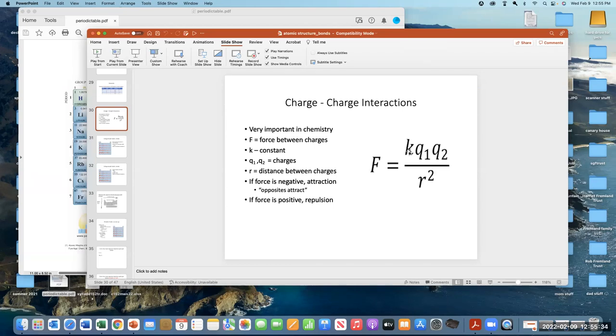It doesn't matter if it's attractive or repulsive, it matters how big the charges are. So bigger charges will attract more strongly or will repel more strongly. And then more importantly for the understanding we're going to is just looking at the distance, because the charges we're talking about are the nucleus and the valence electron.